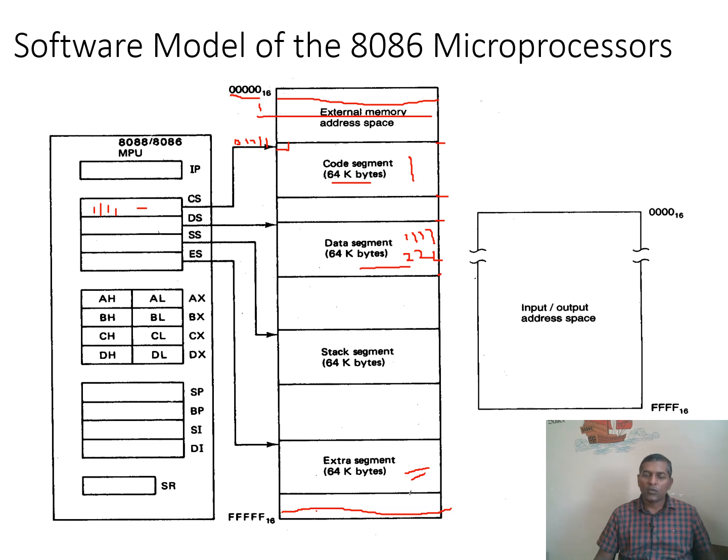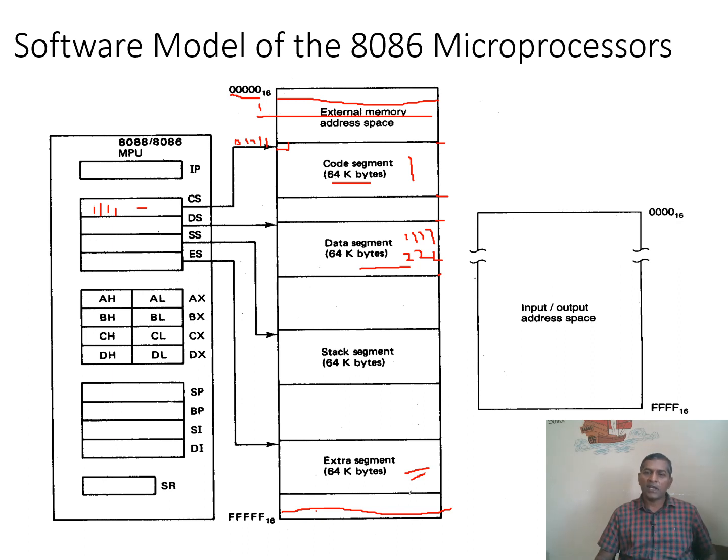so that whenever somebody wants to get access to a program written or stored in this memory, he can directly go to this location with the help of the code segment, and he will be able to access the information in the code segment.